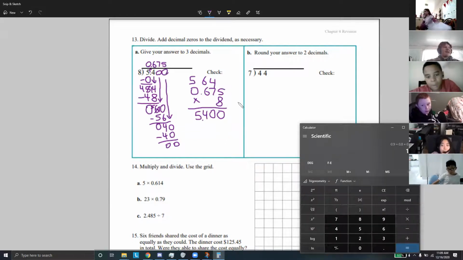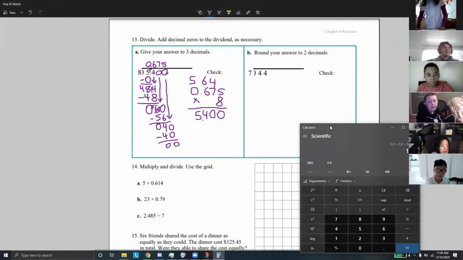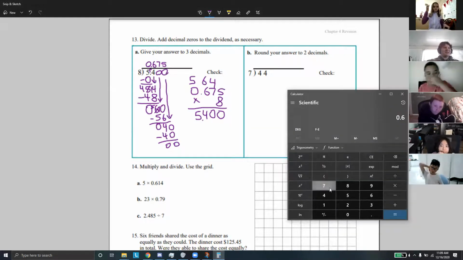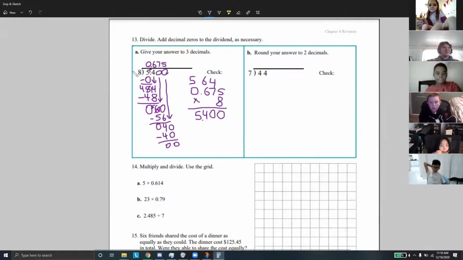Ah, 675. And that's because we should be checking what numbers. What numbers should we be checking? Well, what's wrong? We have 0.675 times 8. 5.4. So obviously, what's wrong with this then?